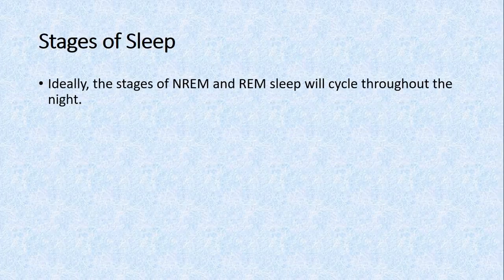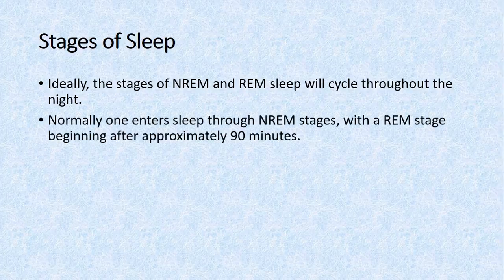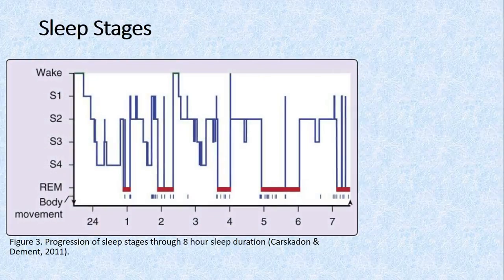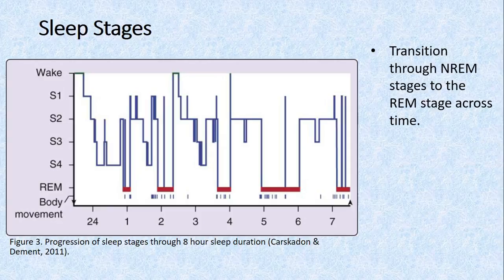Ideally, the stages of non-REM and REM sleep will cycle throughout the night. Normally, one enters sleep through non-REM stages, with a REM stage beginning after approximately 90 minutes. This cycle will repeat 4 to 5 times, defining a sleep duration of about 8 hours. This histogram is an example of the progression of sleep stages. The pattern shows the transition through non-REM stages to the REM stage across time.